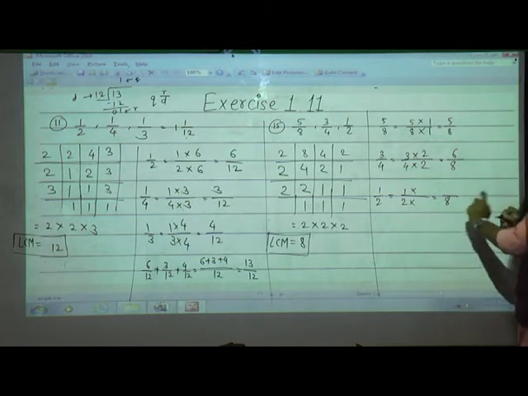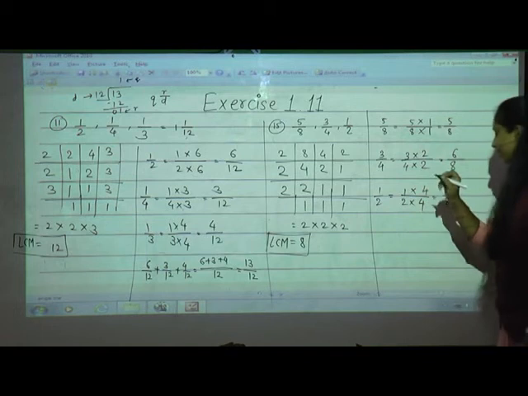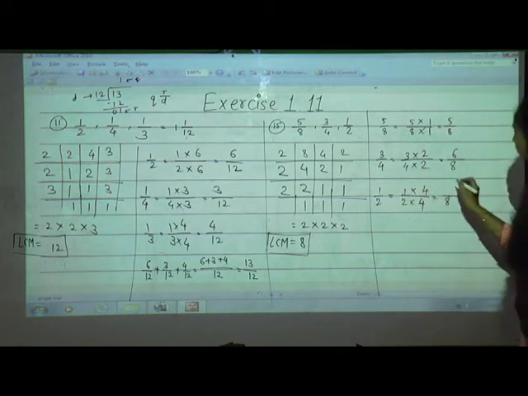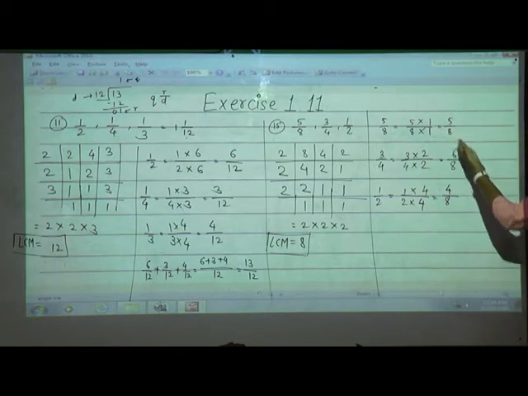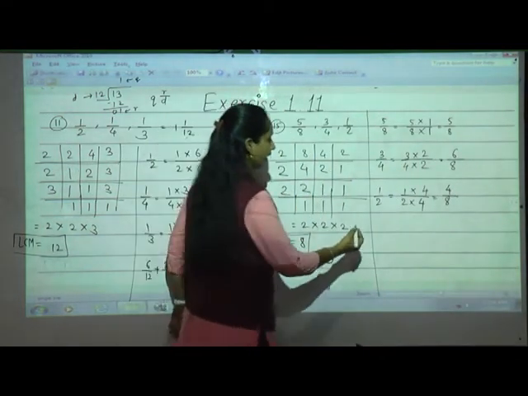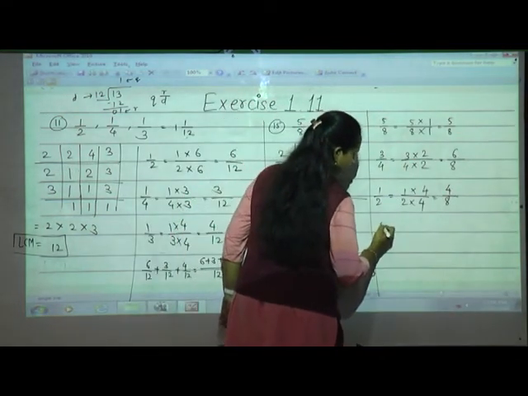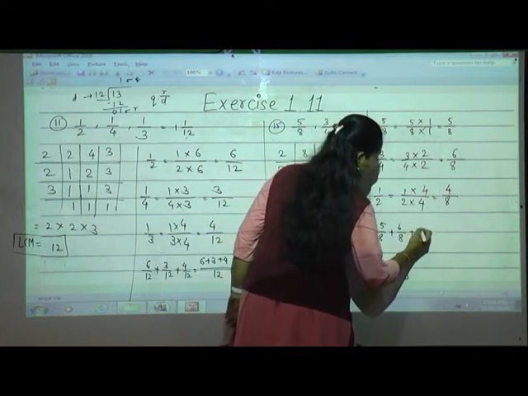Now 2 whats are 8? 2 4s are 8. So 4 in the place of numerator also. 1 4s are 4. Now we got 3 fractions: 5 by 8, 6 by 8, 4 by 8. The denominators are same. We have converted into like fractions, so we can add together 5 upon 8 plus 6 upon 8 plus 4 upon 8.